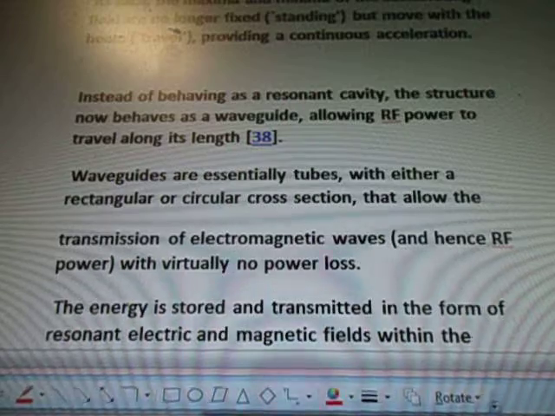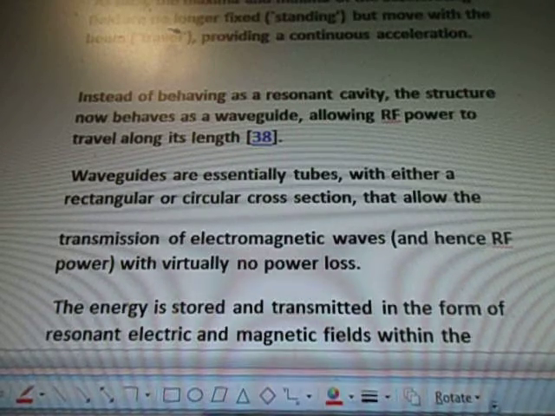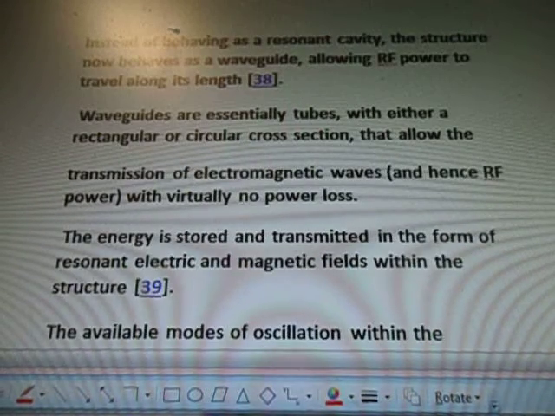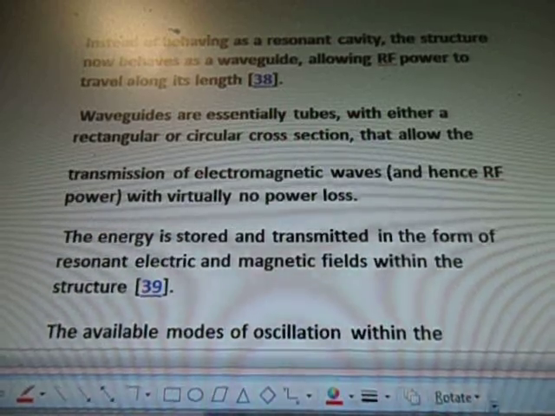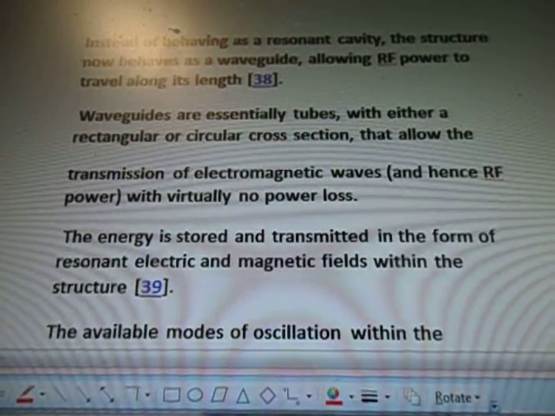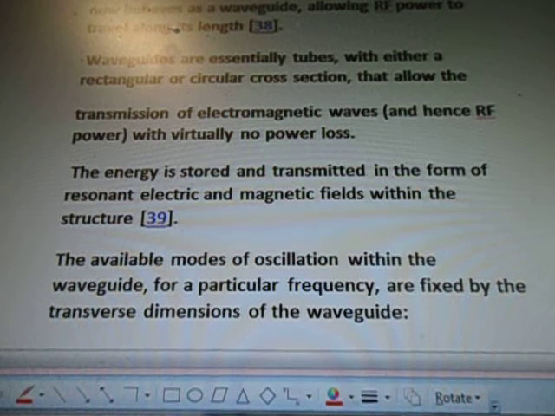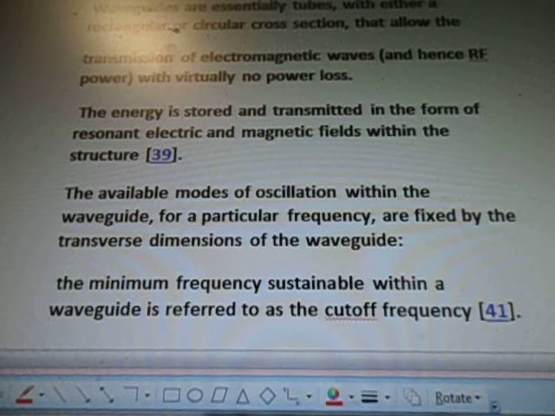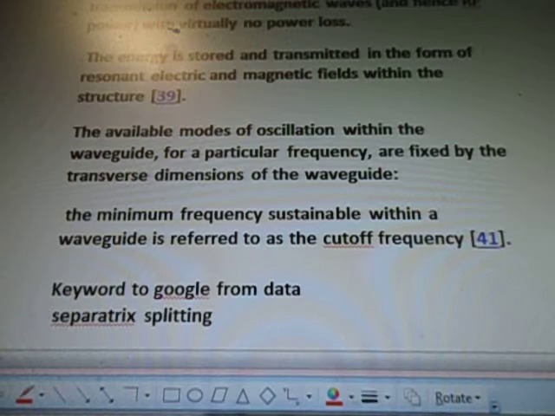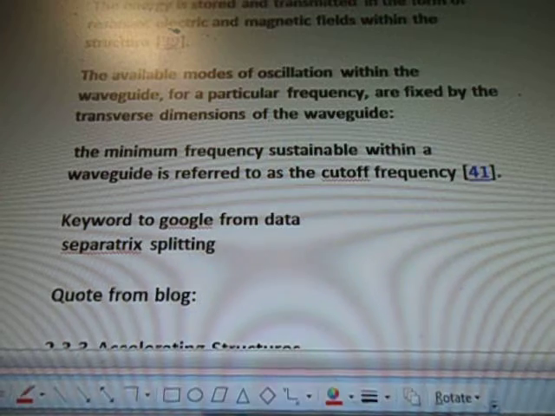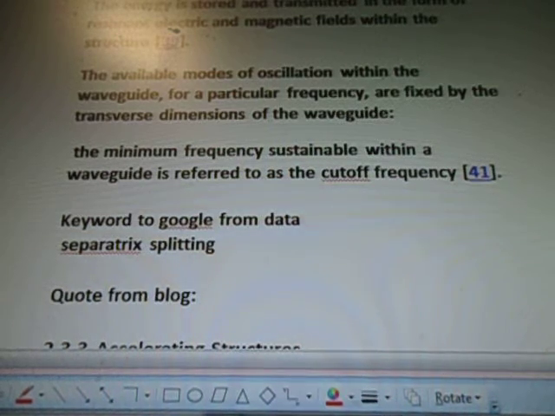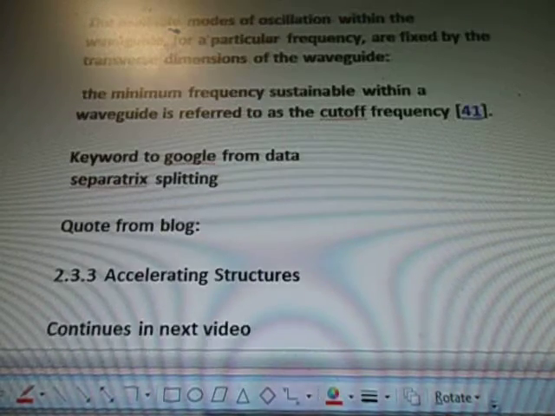Waveguides are essentially tubes with either a rectangular or circular cross-section that allows the transmission of electromagnetic waves and hence RF power with virtually no power loss. The energy is stored and transmitted in the form of resonant electric and magnetic fields within the structure. The available modes of oscillation within the waveguides for a particular frequency are fixed by the transverse dimensions of the waveguide. The minimum frequency sustainable within a waveguide is referred to as the cutoff frequency.